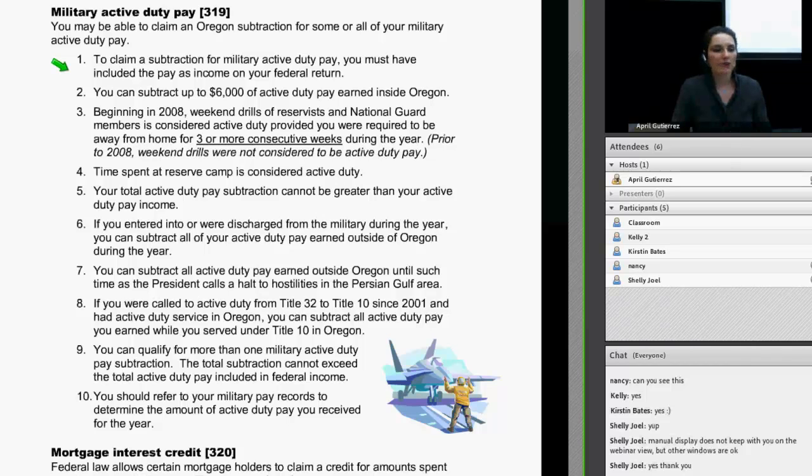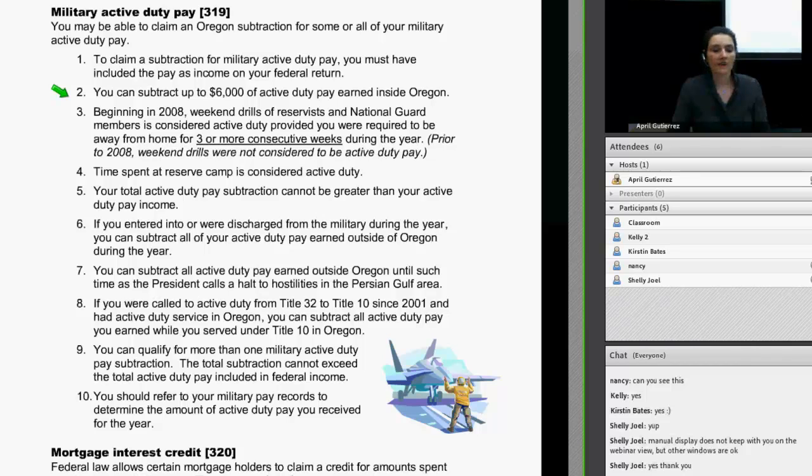You can claim a subtraction on Oregon for some or all of your active duty military pay. And there are rules for when you are allowed to take a subtraction, and there are multiple different types of subtractions you can claim. Firstly, to claim a subtraction for military active duty pay, you must have included that pay as income on your federal return. For example, combat pay is not taxable. So if it's not taxable on the federal, you couldn't claim a subtraction for it on Oregon.